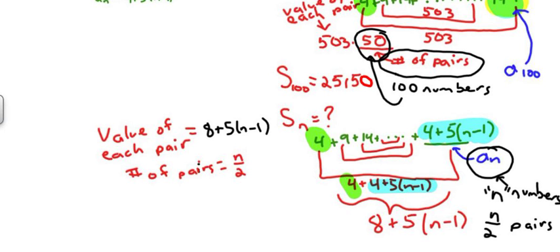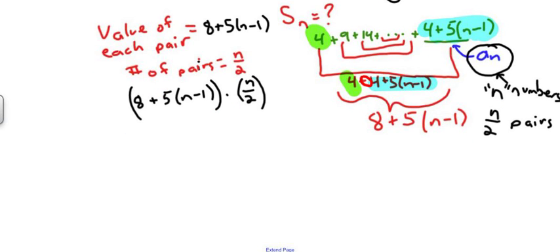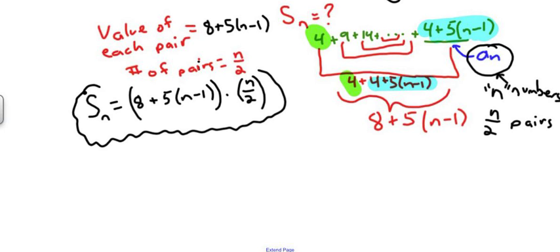So just like before, when we multiplied 503 times 50, we just have to multiply the value of each pair times the number of pairs, and we have our answer. 8 plus 5 times n minus 1, that's the value of each pair, times the number of pairs, which is n divided by 2, or n over 2. And that should get us our sum. That should get us our sum of any number of terms. It should work. That's our rule. We hope that it's right.